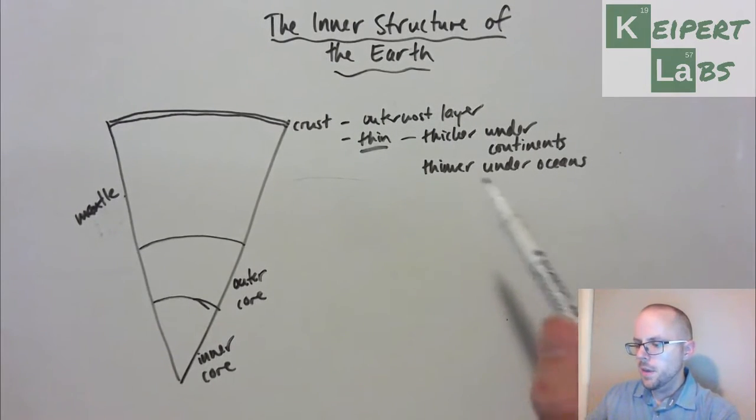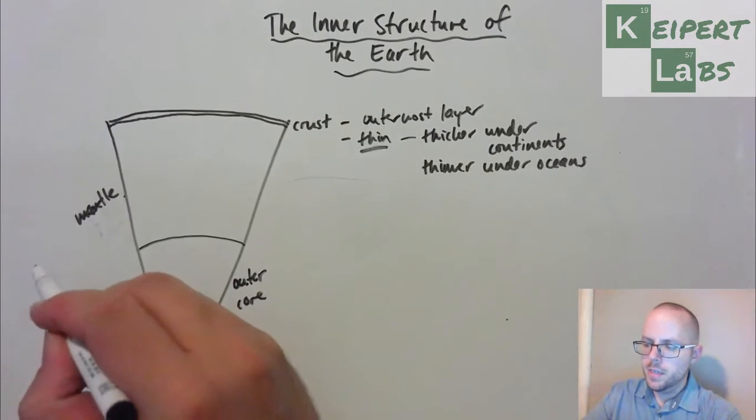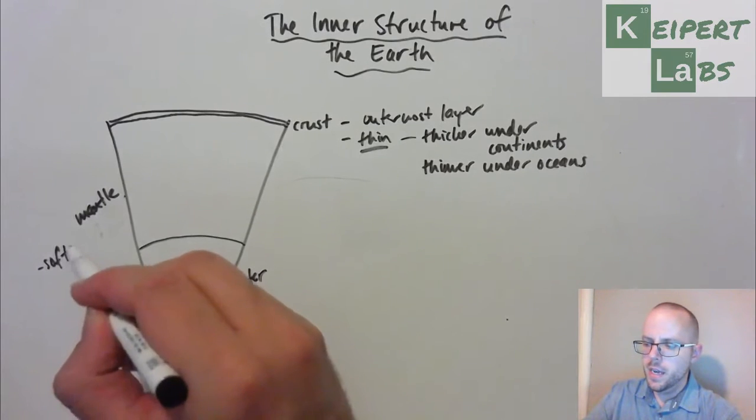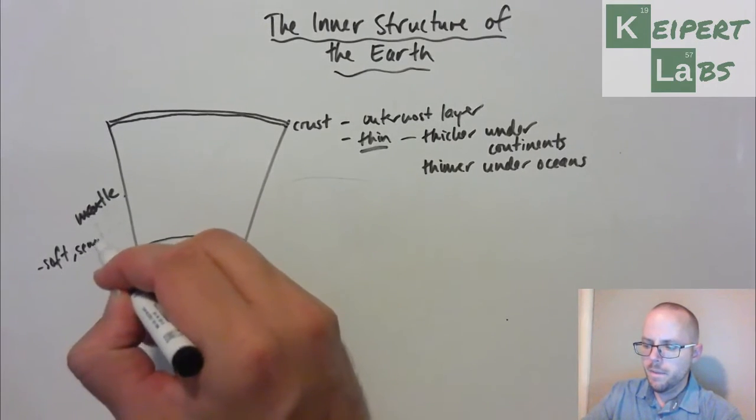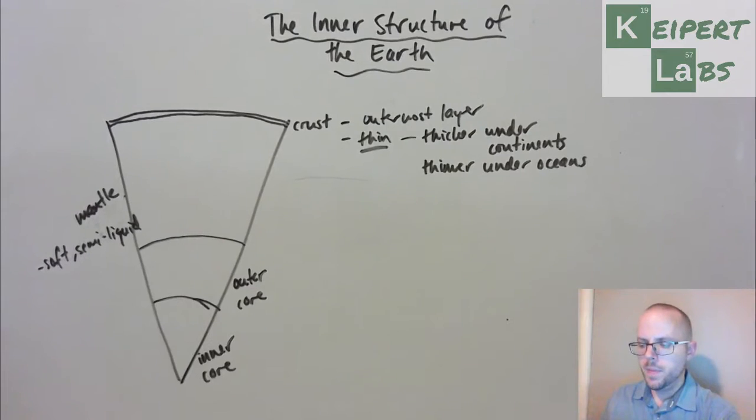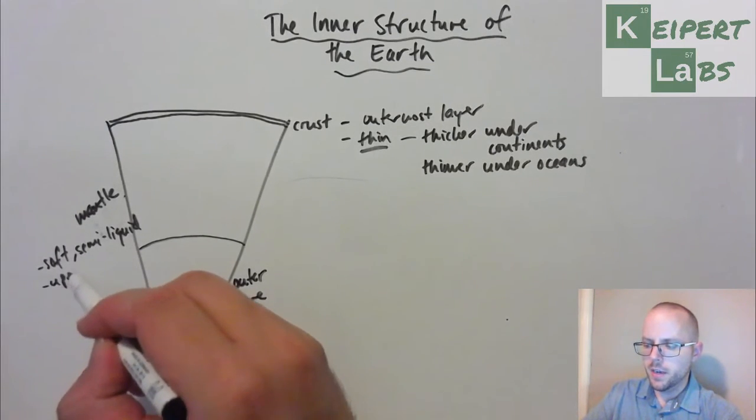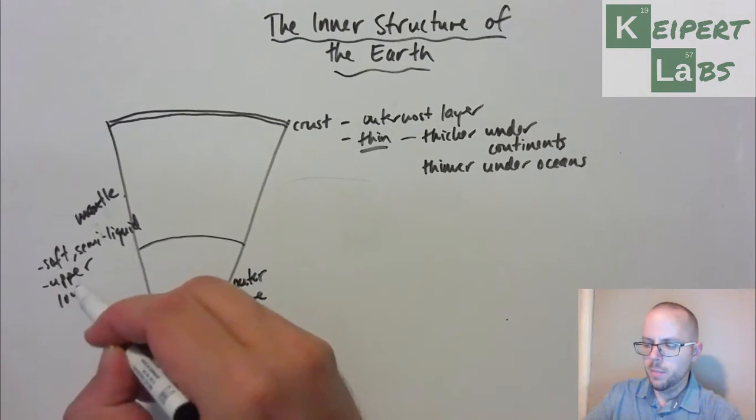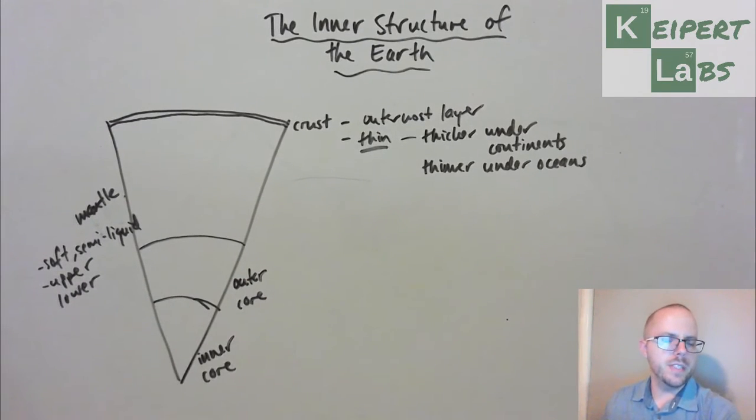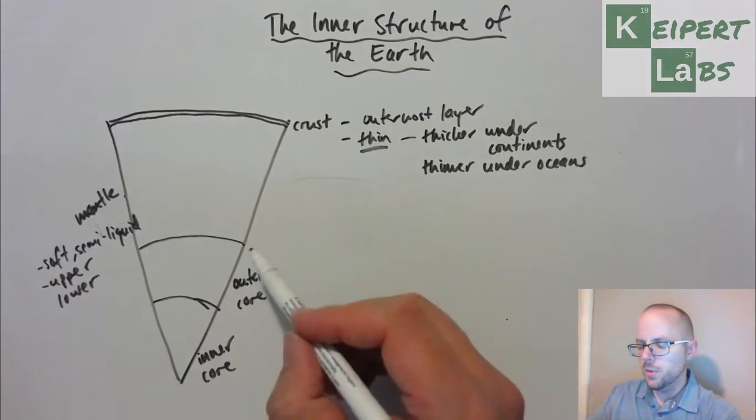Okay, and then we have our mantle. The mantle is our soft semi-liquid layer. We consider it to be in two sections, upper and lower mantle, where we see some different properties. And we're going to go through those in a moment, but I just want to talk through these four main sections first. Then as we continue further down, we get to the outer core.